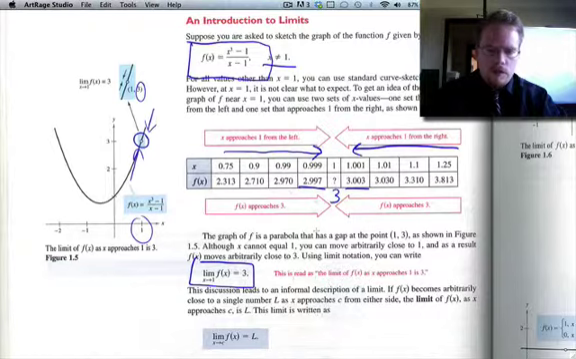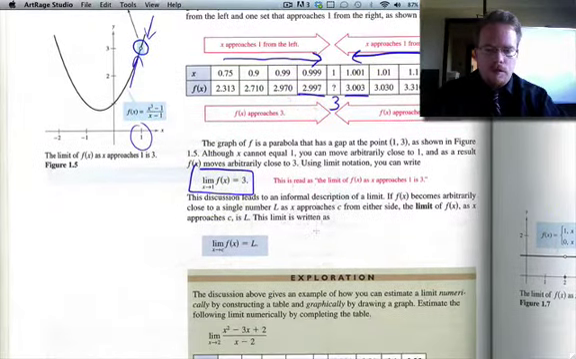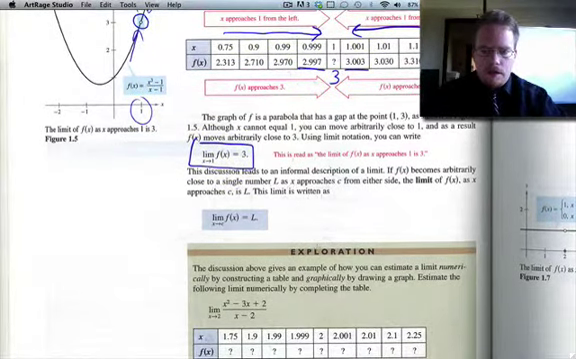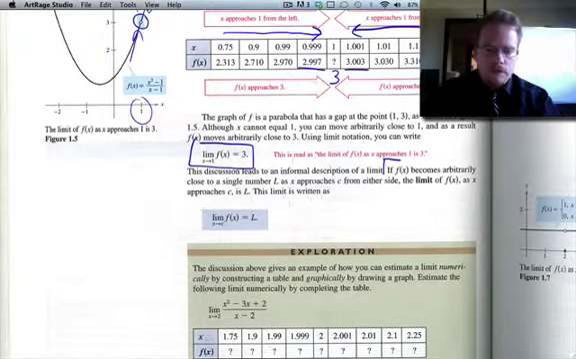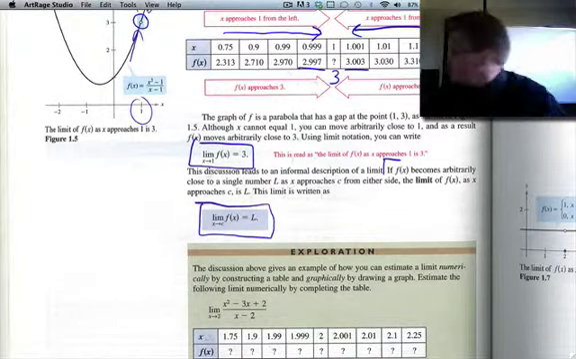So let's take a look at a sort of informal definition of limit that we'll be using here. The limit is, if f of x becomes arbitrarily close to a single number L as x approaches c from either side, the limit of f of x as x approaches c is L. And it's written like this. That sounded complicated, but if you look at your example here.